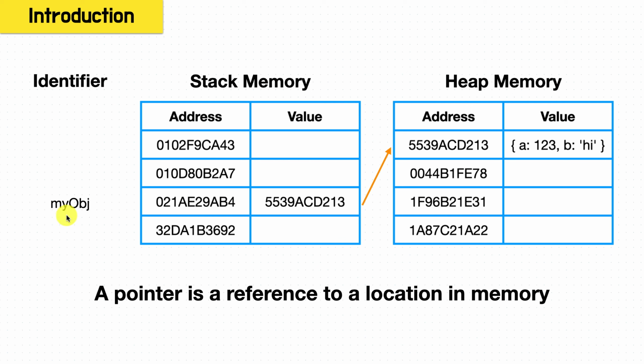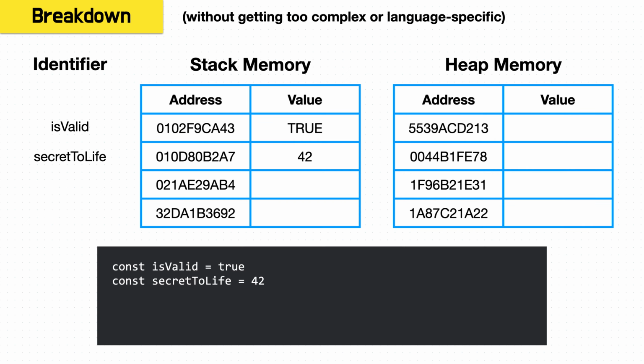So let's say we declare the variable myObj. It declares it at this memory address, and then the value is the memory address of the object itself. So it's a hexadecimal value, and it's a pointer to where the object is stored in memory. So going by the definition, a pointer is a reference to a location in memory. And that's all we mean. So now let's dive into that a little deeper.